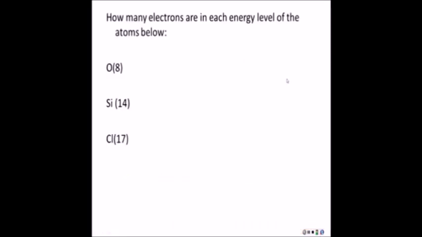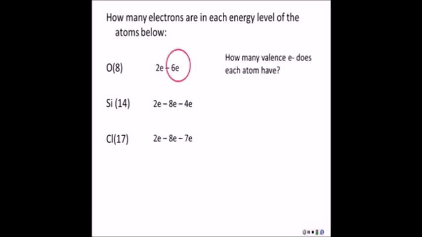Let's take a second then, and I'd like you to take these 3 elements and determine how many electrons are in each of their energy levels. So you might want to pause right now and just write down your answers, and then when you're ready to resume, hit the resume button. Now here are the answers. Oxygen 2 and 6, silicon 2, 8 and 4, and chlorine 2, 8 and 7. 6 valence electrons, 4 and 7 for these guys.